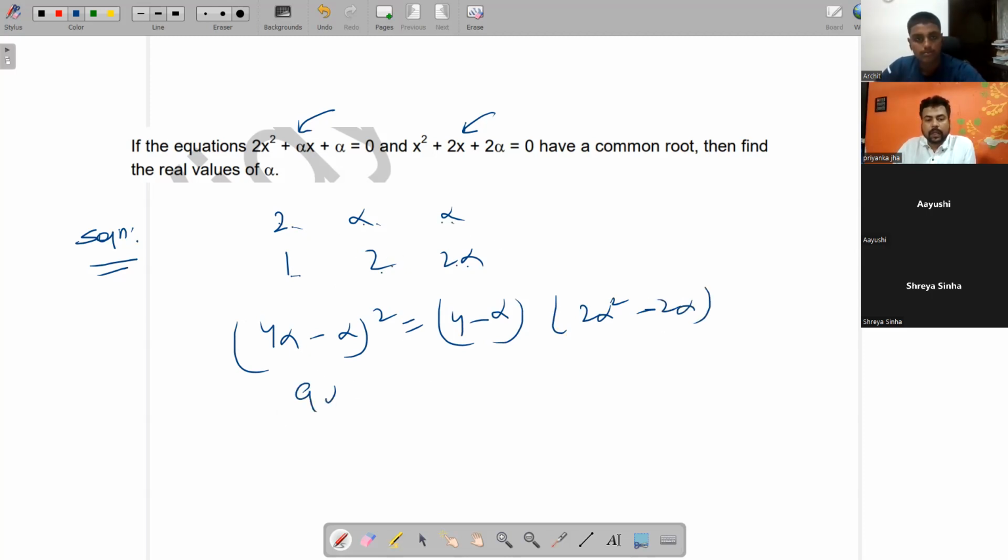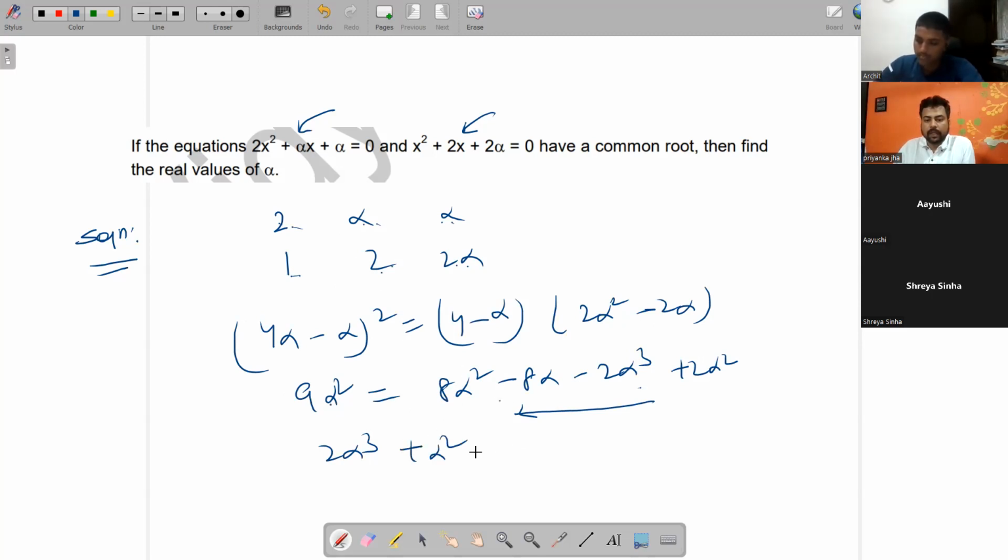That's it, finished. 9 alpha square equal to, multiply this, 8 alpha square minus 8 alpha minus 2 alpha cube plus 2 alpha square. So bring all the terms to the left. So this will become 2 alpha cube, 9 alpha square minus 8 alpha square, that is alpha square. And this is also 2 alpha square. So finally it will come here and make it negative. And this 8 alpha will come here. You can take alpha common. So this is 2 alpha square minus alpha plus 8 equal to 0.